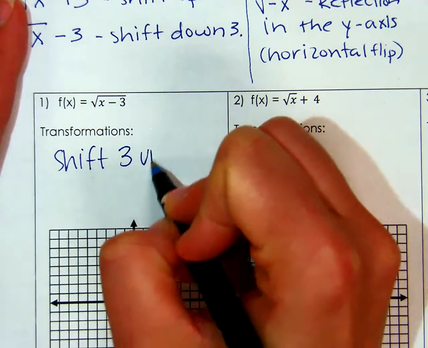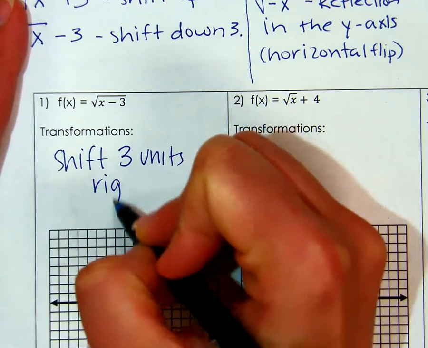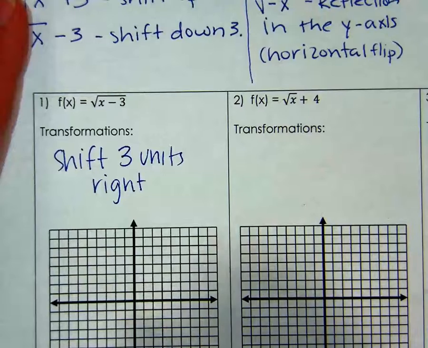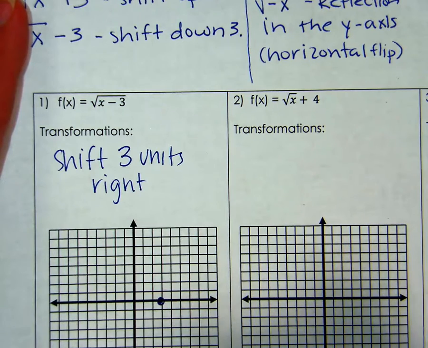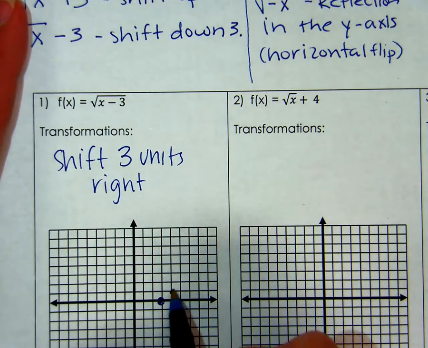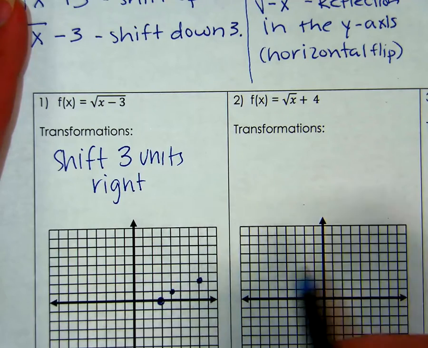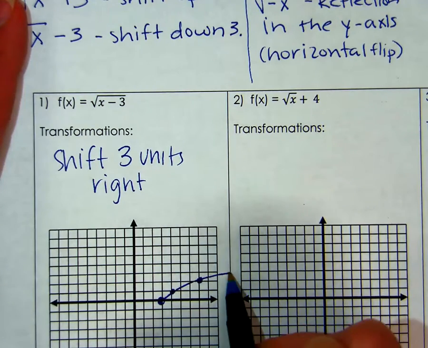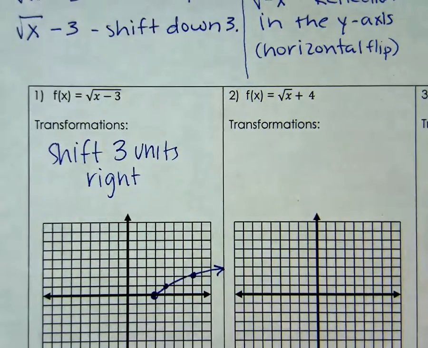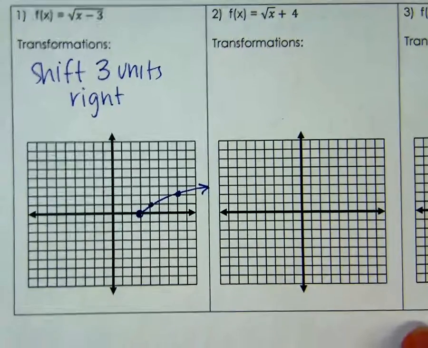So normally in my parent function, my vertex is at 0, 0. All I'm going to do is shift 3. 1, 2, 3. That is my new vertex. And then everything else is going to be the exact same. I go over 1, up 1, over 4, 1, 2, 3, 4, up 2. Remember, it's from the vertex. Over 4, up 2. There's my new point. I'm going to just connect those. And then I'm going to draw the line to connect those dots. It is going to form kind of an arc.